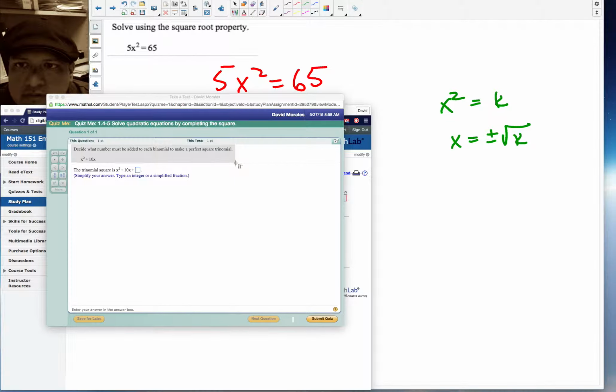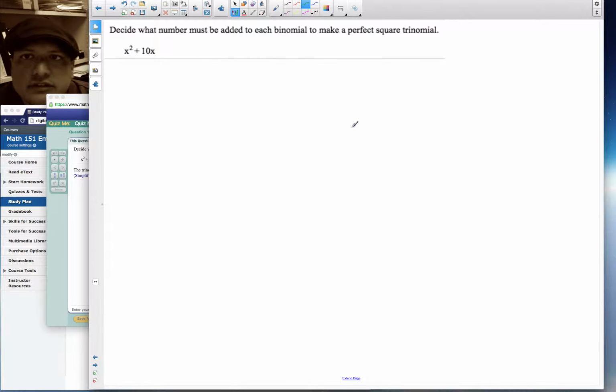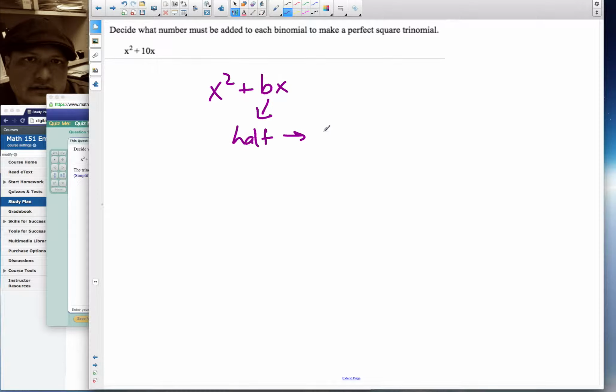Decide what must be added to make this a perfect trinomial. So the rule here is, well, in this case we're not going to have a, we'll just have x squared plus bx. Now what you want to do is take half of b and then square it. Half squared, you'll see me do this probably on some next problems. Half squared. So here b is 10.